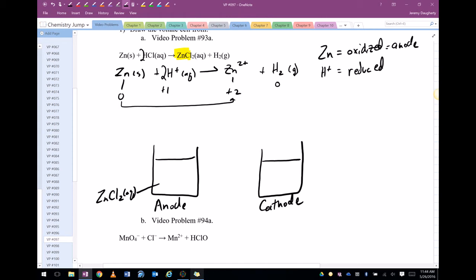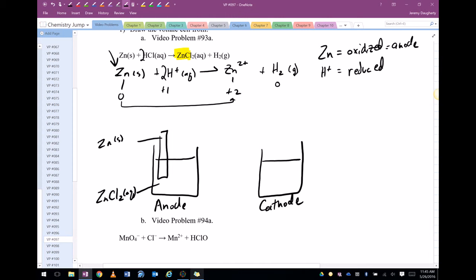Okay. Now I need an electrode. I need a chunk of metal that I'm going to be able to hook a wire up to. Zinc is a pretty common metal, so I'm going to use zinc as my metal. So there's my electrode.